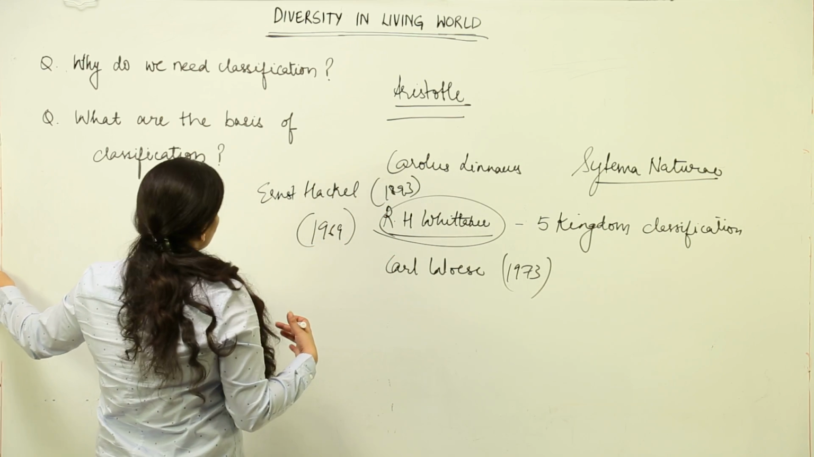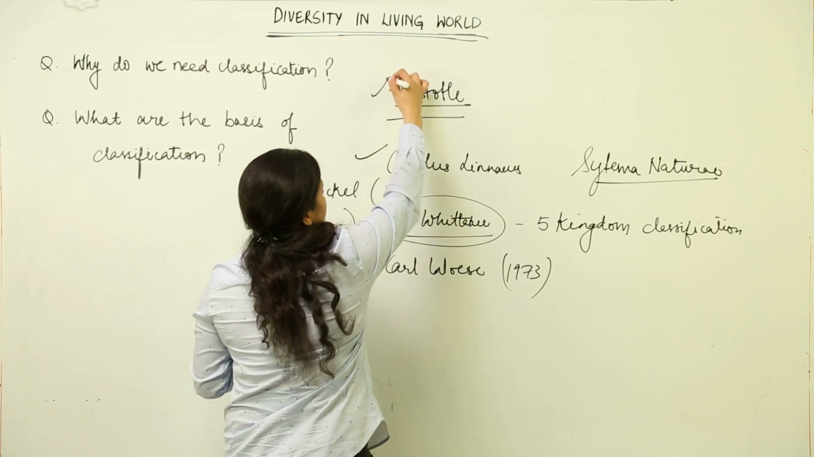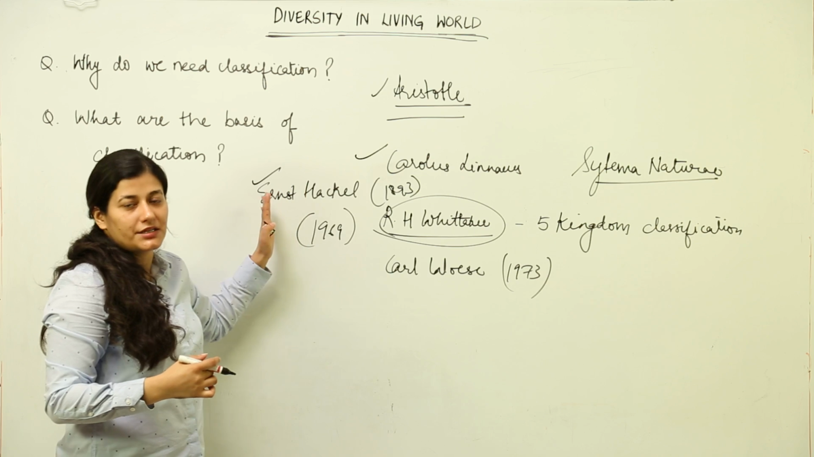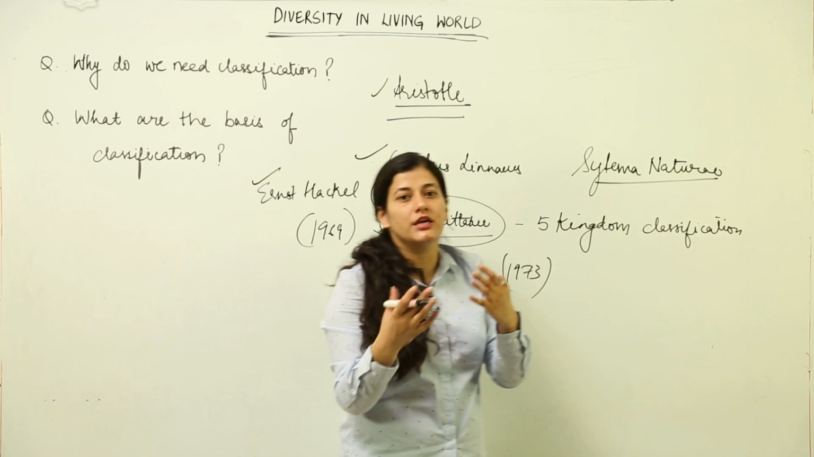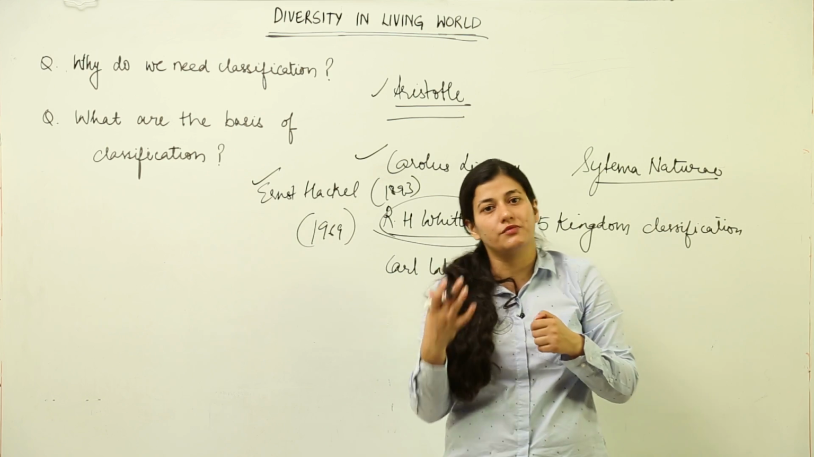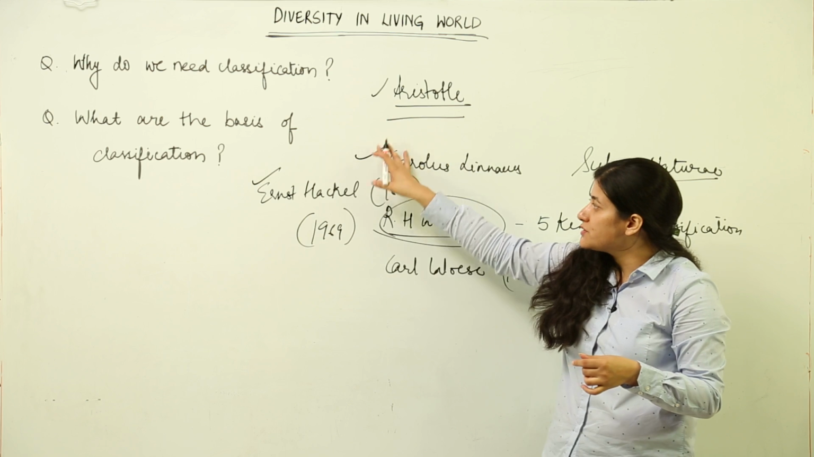Now what are the bases of classification? At his time, it was the external characteristics, whatever was visible to the eye. If it is flying, it would be a bird. If it is in water, it would be an aquatic animal. If it is not moving, it would be a plant. So these were the classifications.